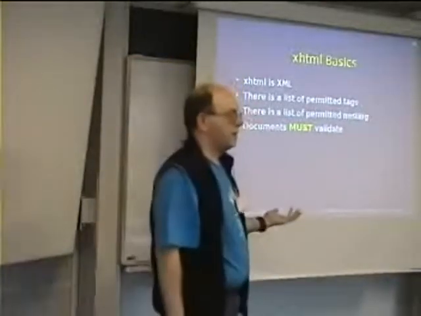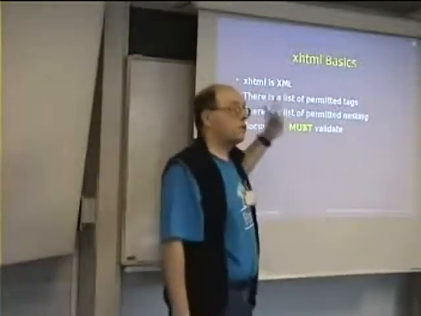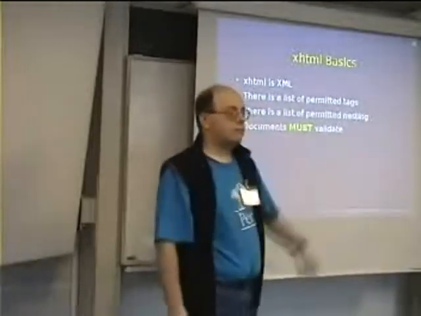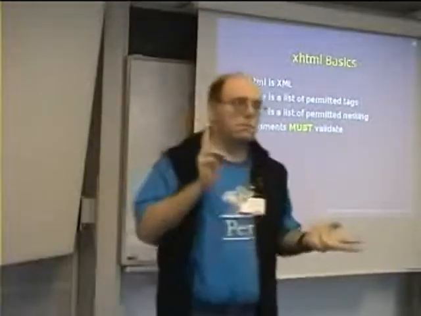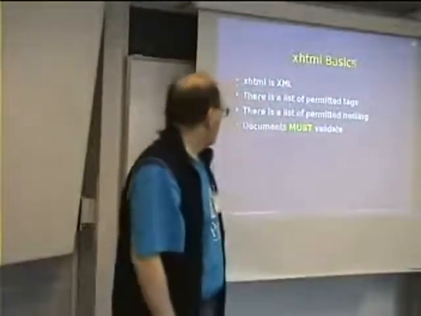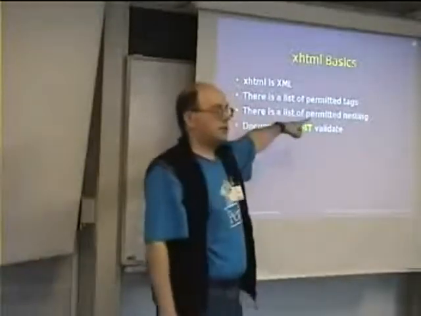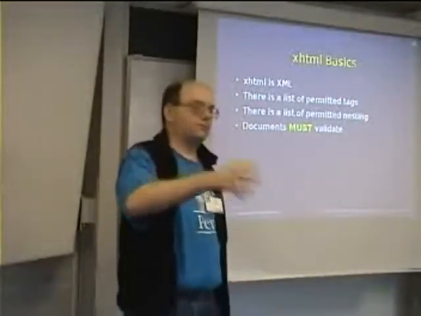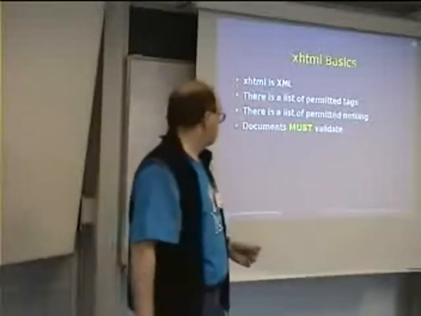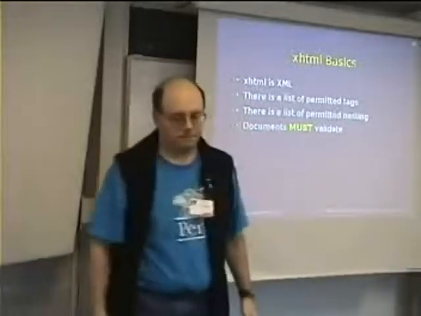All you have to do to learn XHTML is, it is XML, and the rules for XML are very, very simple. There's a list of the tags. You can look them up on the W3C's website. Most of the books will have them in the appendices. You just flick through, it's a simple list. And there's a list of permitted nestings. You can only put certain tags in certain places. It's fixed. It's either correct or it's not. There's no ambiguity anymore. And documents must validate.